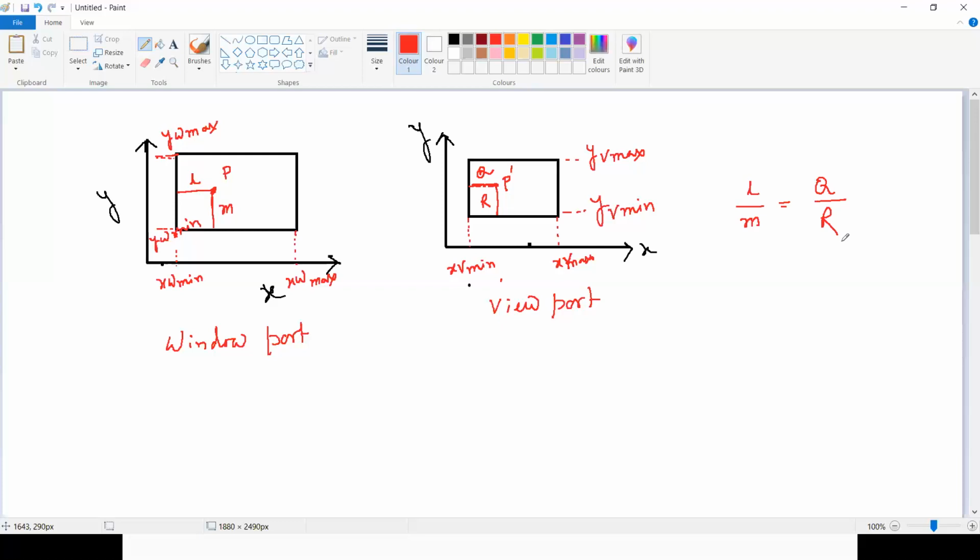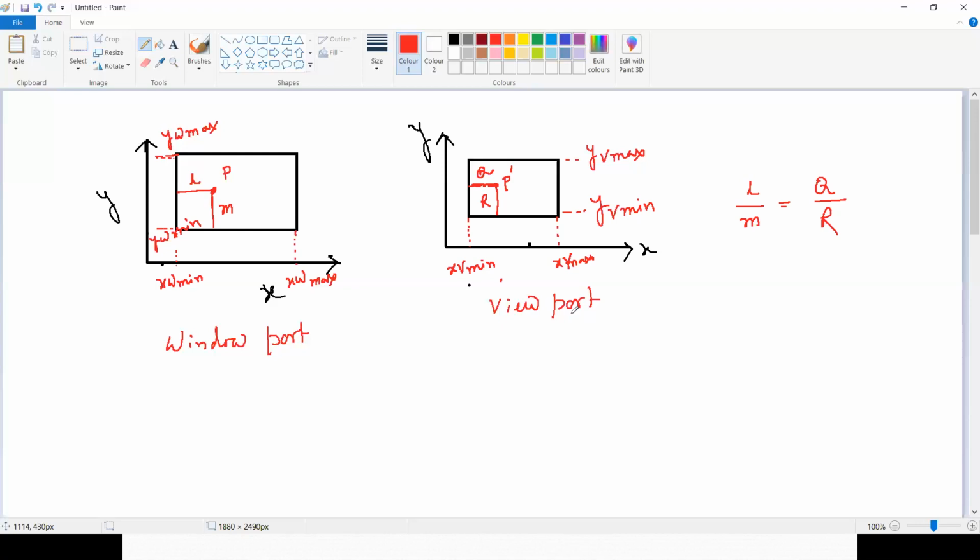So if we maintain the same ratio, that means the ratio in which the P is away from the minimum and maximum XY value, in the same ratio the P dash will be away from the minimum and maximum XY value of the viewport. So if I can maintain that same ratio, then we can project the object in the same position in the viewport. Okay. So how can we maintain the same ratio?